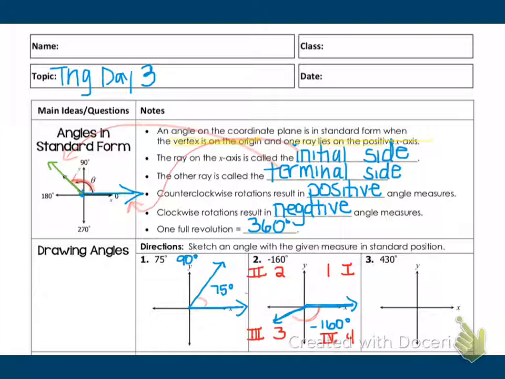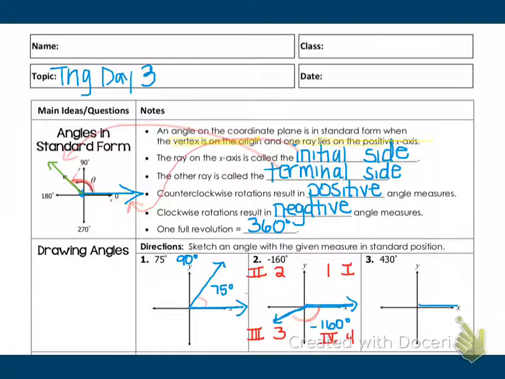So this terminal side ended up in quadrant 3 because I went negative 160 degrees, whereas in the first angle, it ended up in quadrant 1. So this next angle is quite a big angle. It's 430 degrees, which means I'm going to have to rotate more than one time around this circle.